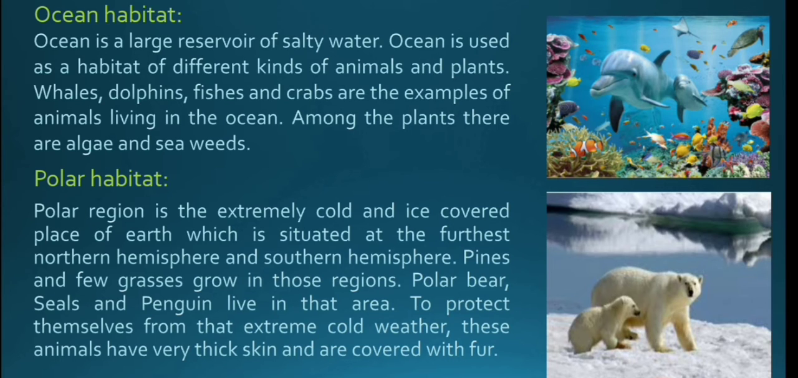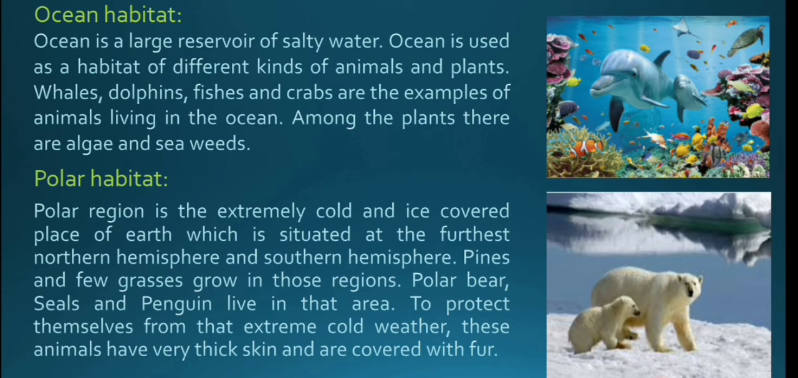Not only this, in the ocean there are also plants. Among the plants there are algae and seaweeds. So what are the plants in ocean habitat? Algae and seaweeds. In the picture we see dolphin and other beautiful colorful fishes, turtles. Okay. Now next it is polar habitat.